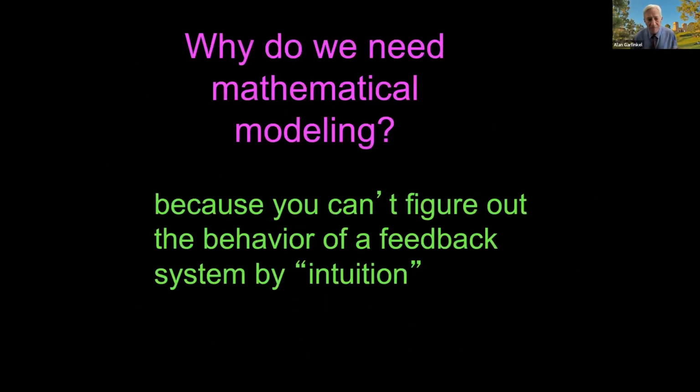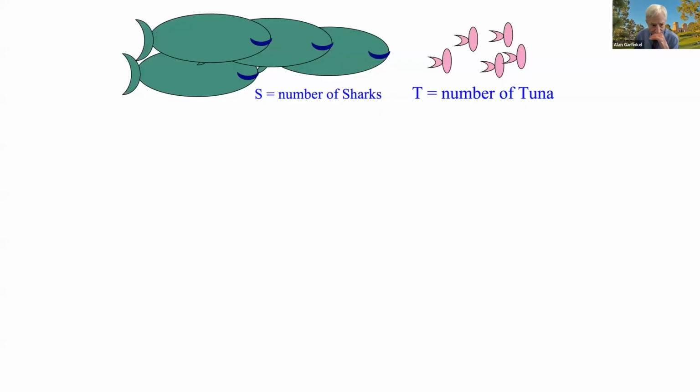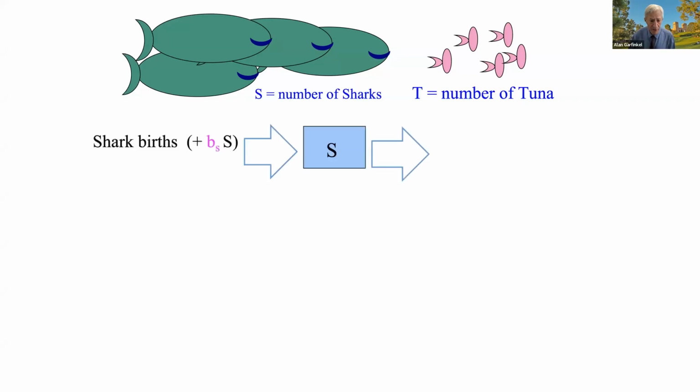Why do you need mathematical modeling? Because we can't sit here on our duff and intuit how the system is going to behave. We have to make a model. So, next question, how do you make a model? Well, you start by choosing some state variables. Here, the number of sharks and the number of tuna are our state variables.